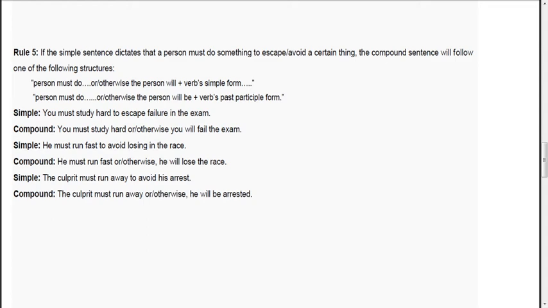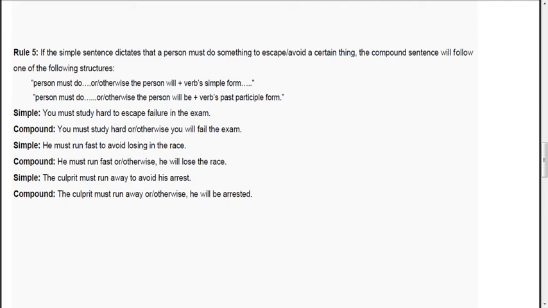And the second example says, he must run fast to avoid losing the race. Earlier we found that he must run fast to win the race, but here it is to avoid losing the race. So here we'll write, he will lose the race. He must run fast, otherwise he will lose the race. The culprit must run away to avoid his arrest. So here again, escape or avoid is mentioned.